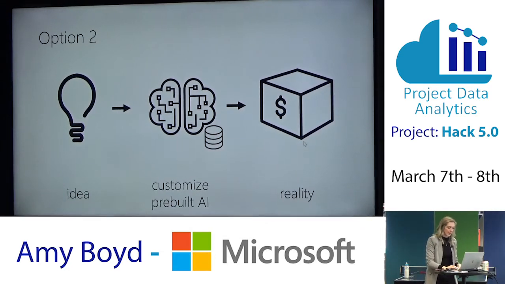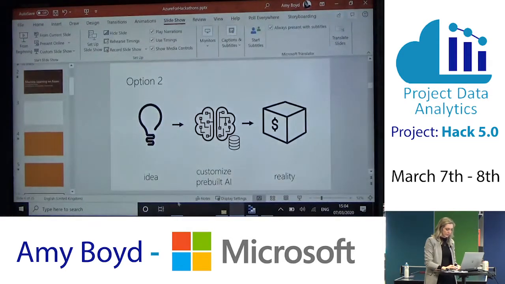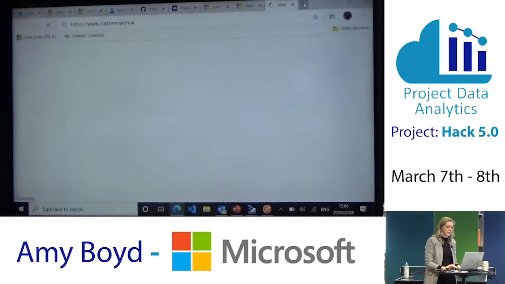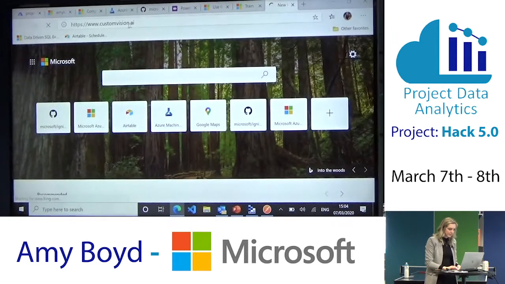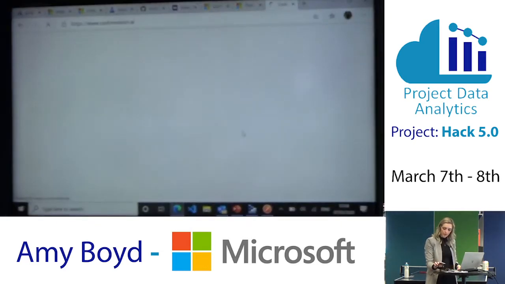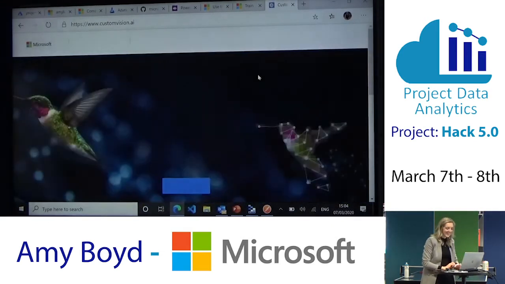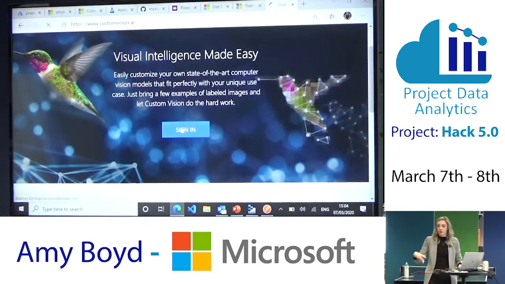But one of the services, and I'll only very briefly show this one, is called Azure Custom Vision. So if you go to customvision.ai, all of this is in the cloud, so you do need an internet connection. It makes it easier, but you have to have connection. So this is what it looks like, and then you sign in with your Azure subscription.